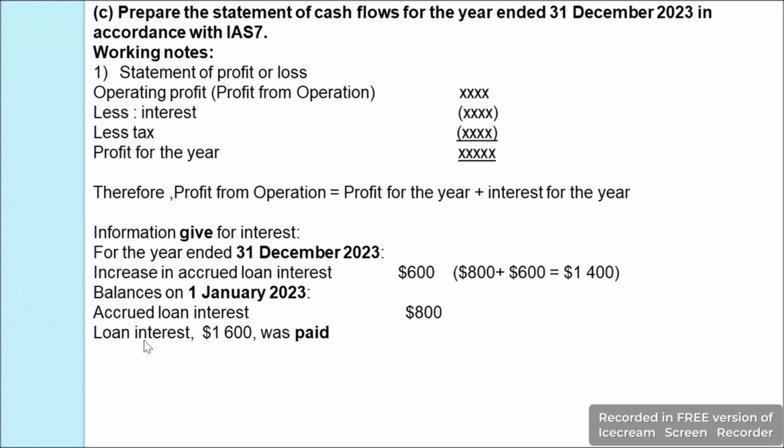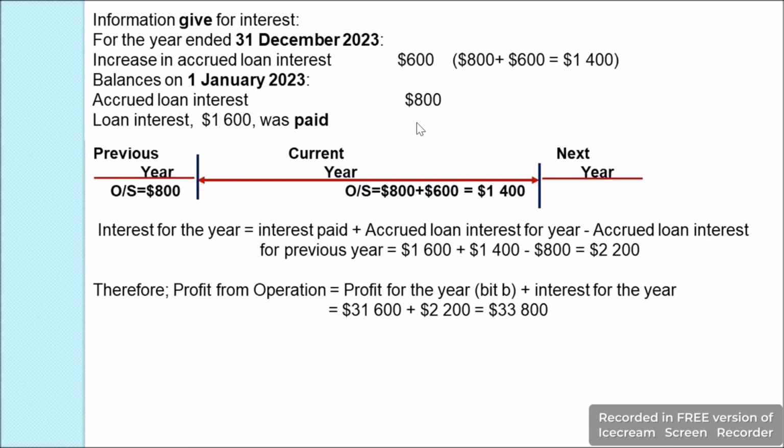Furthermore, it was also given that the loan interest of $1,600 was paid. You see, when we make the statement of profit or loss, the interest which belongs to the period, that is between 1st January 2023 to 31st December 2023, whatever interest belongs to this period, whether we have paid it or whether it's outstanding or accrued, has to be subtracted in the statement of profit or loss.